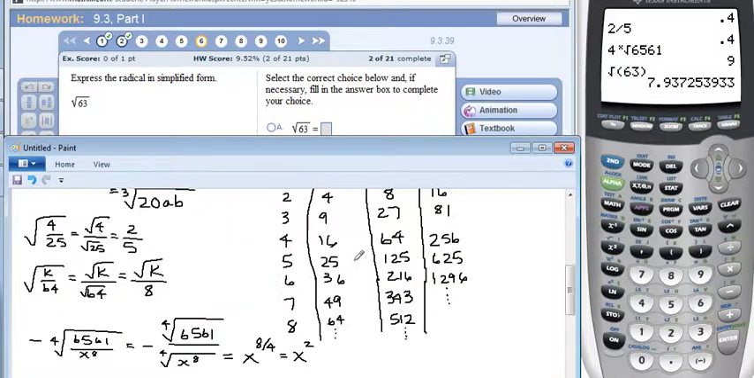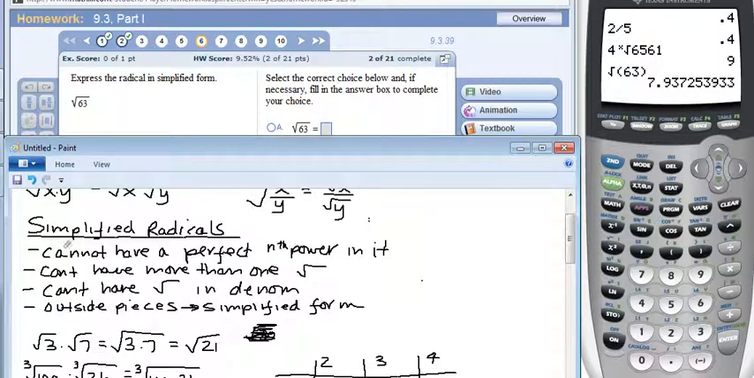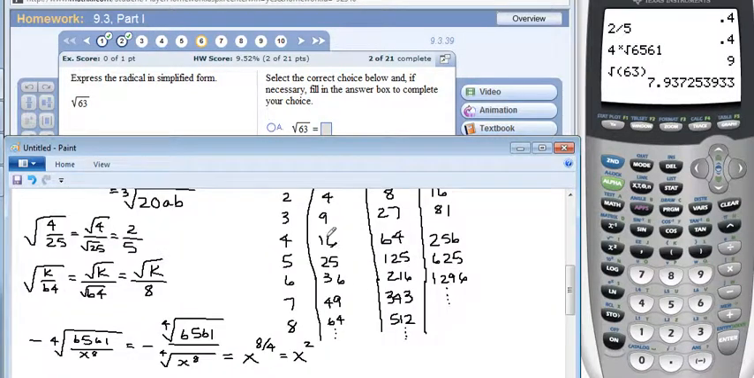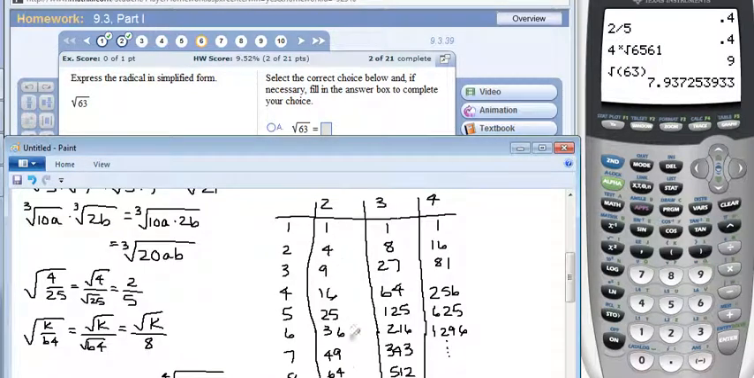Well, now I have to go back and look at my rules. Well, I only have one radical. It's not in the denominator. I don't have any outside pieces. But do I have a perfect nth power in it? A perfect square within 63? Can I break my 63 into any of these numbers? Well, sure. Isn't 63 9 times 7? That's what I want to do.